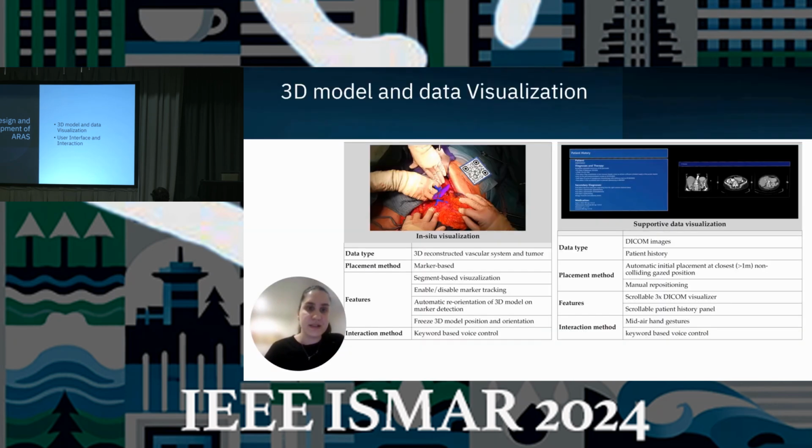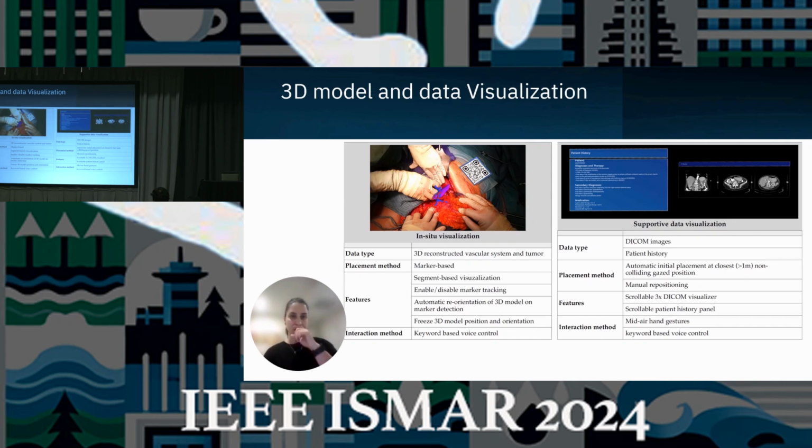So for the in situ visualization, we use the marker-based approach, and for the non-in situ supportive data visualization, we use an approach where the surgeon can place the data anywhere in the surgical room.